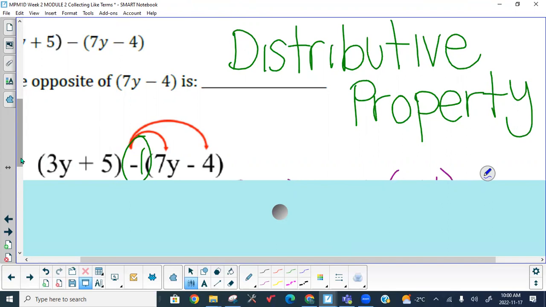So think of the -1 as a hammer. Whatever's outside of the brackets, that's a hammer. Everything inside the brackets are little nails. The hammer has to hit each nail. The hammer has to hit each nail in order for us to apply the distributive property.